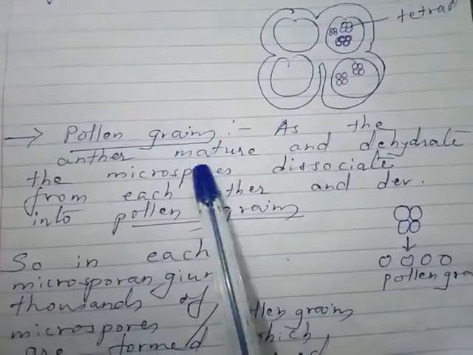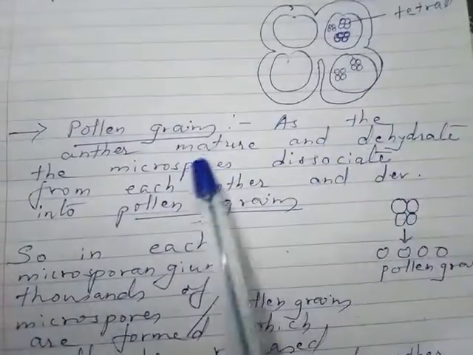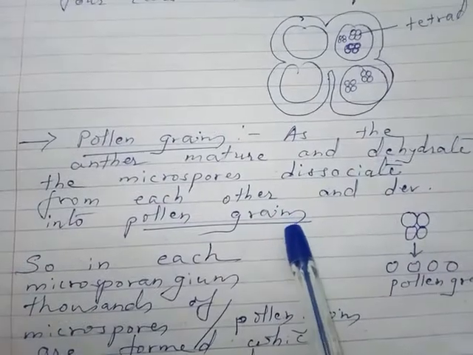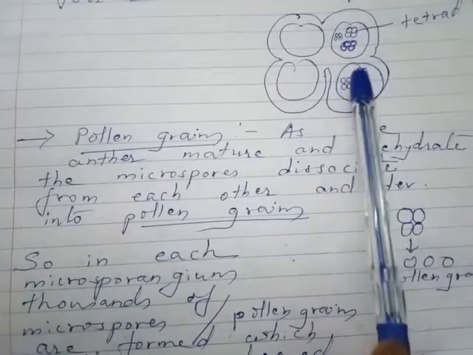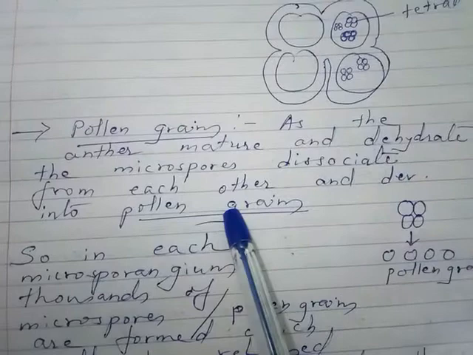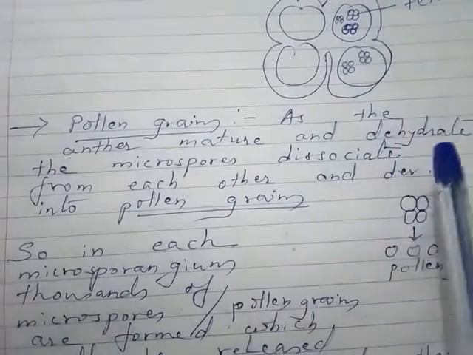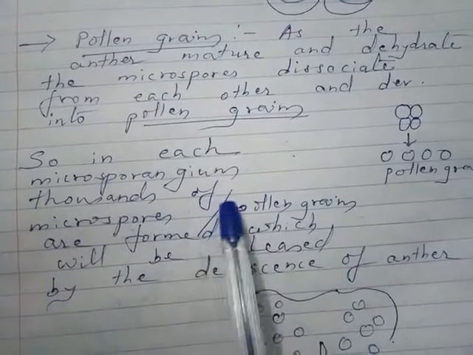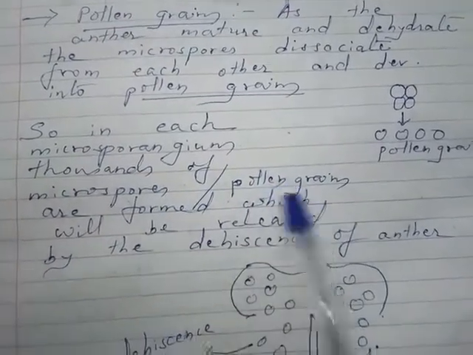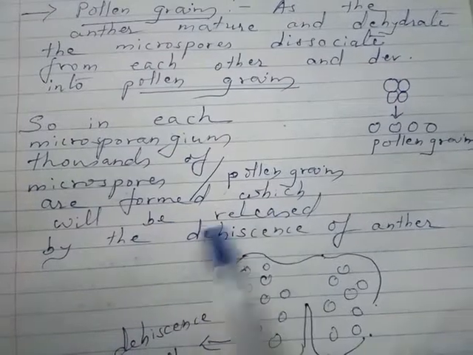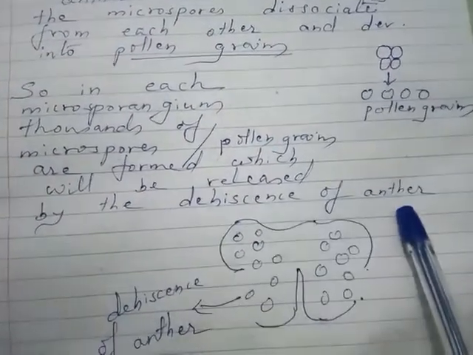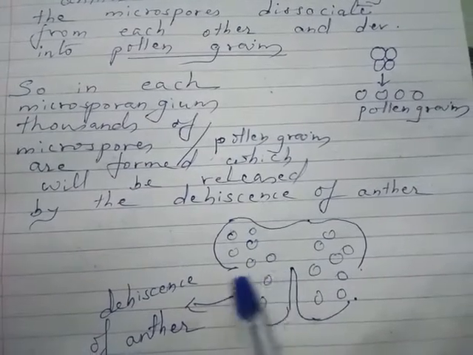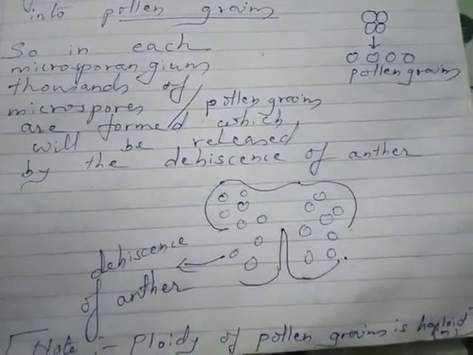Pollen grains: as the anther matures and dehydrates, the microspores dissociate from each other and develop into pollen grains. So the tetrad will separate and give rise to pollen grains due to dehydration. In each microsporangium, thousands of microspores or pollen grains are formed, which will be released by the dehiscence of the anther.